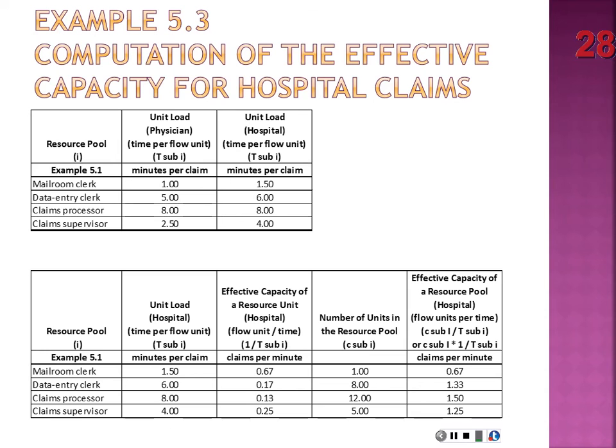In order to move forward with our analysis, we need to come up with what we would call an artificial unit load. Basically, it's a weighted average depending on the volume of physician and hospital claims. You take a weighted average of the times to come up with your artificial unit load.